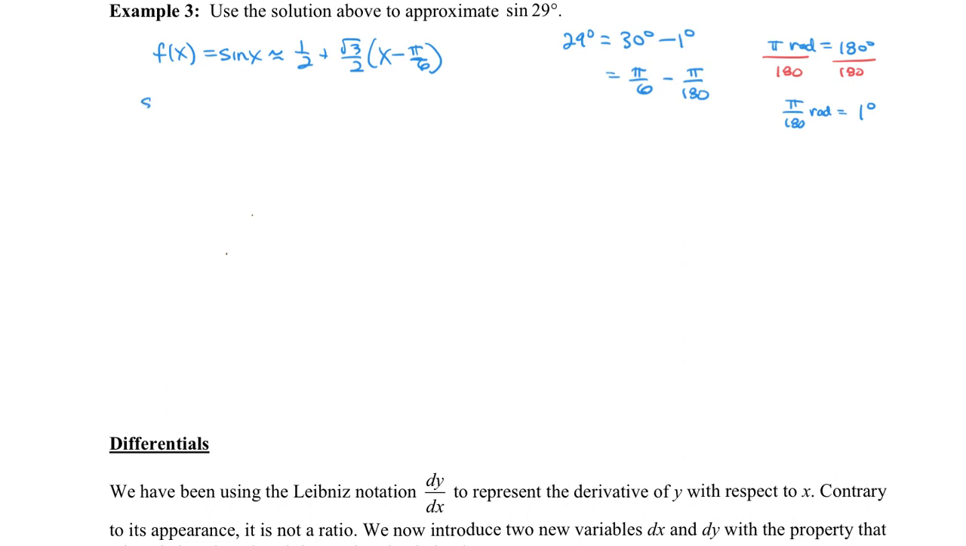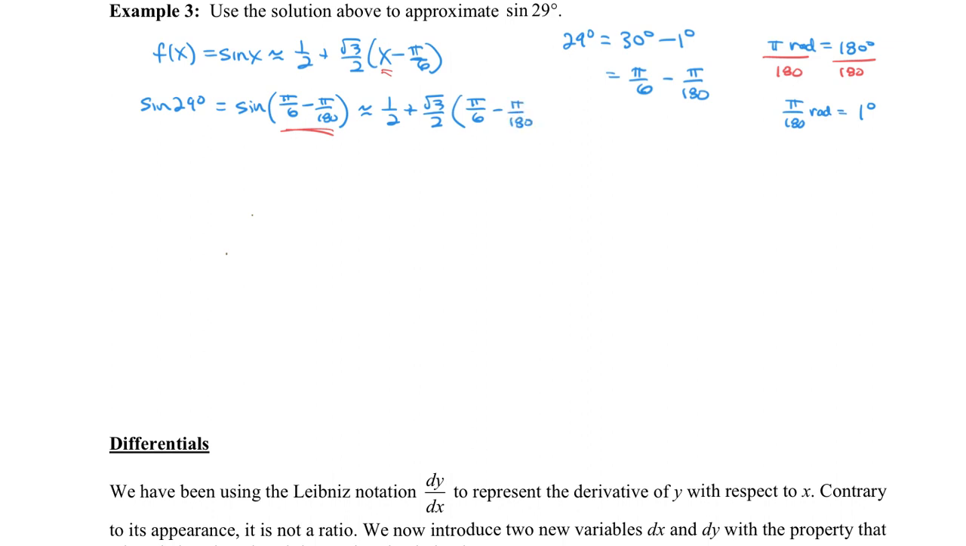We can say, okay, the sine of 29 degrees is the same as the sine of pi over 6 minus pi over 180, right? This is 29 degrees, and this is the same value but in radians. And then we can just punch everything in here, okay? So this is approximately equal to 1/2 plus the square root of 3 over 2. And for this x value, I'm going to plug in pi over 6 minus pi over 180.